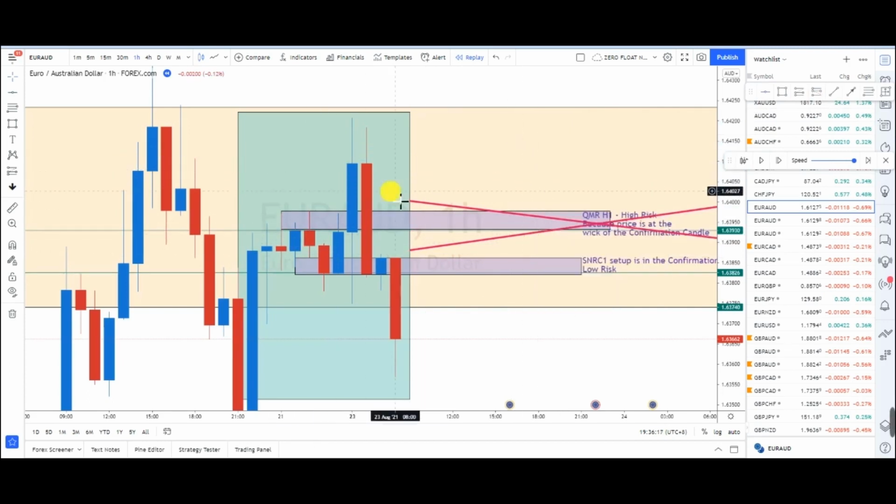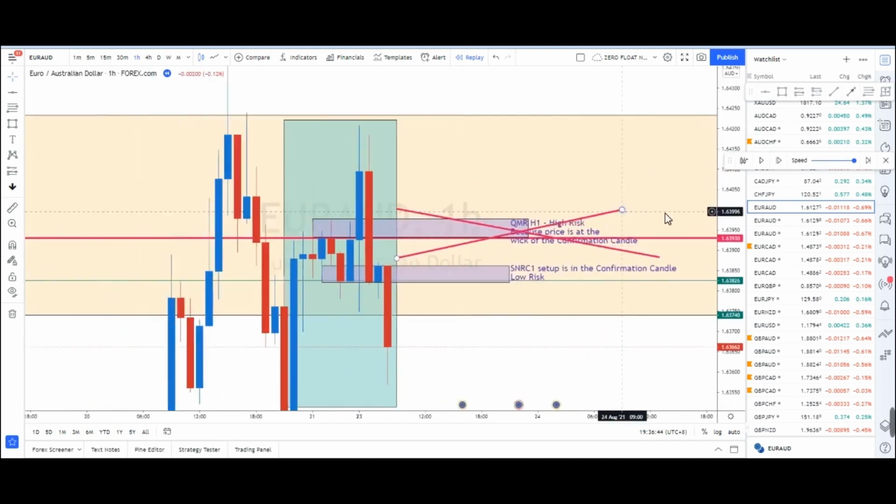So there are two ways you can do it. Either you set an SL for this setup, or you monitor the price. So if the price closes a candle above this zone, then maybe you want to consider cutting loss. So I'm going to mark this QMR line as our SL. I'm going to mark it in red color with a big, thick line. So we know that this is our SL.